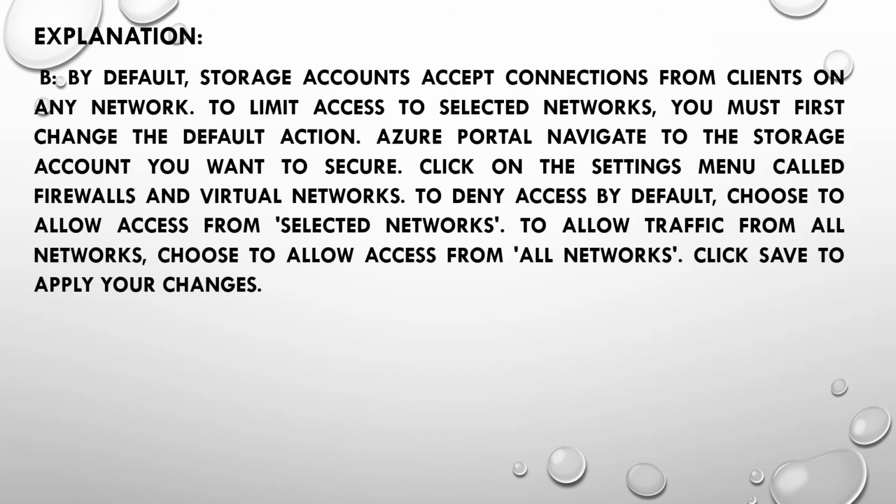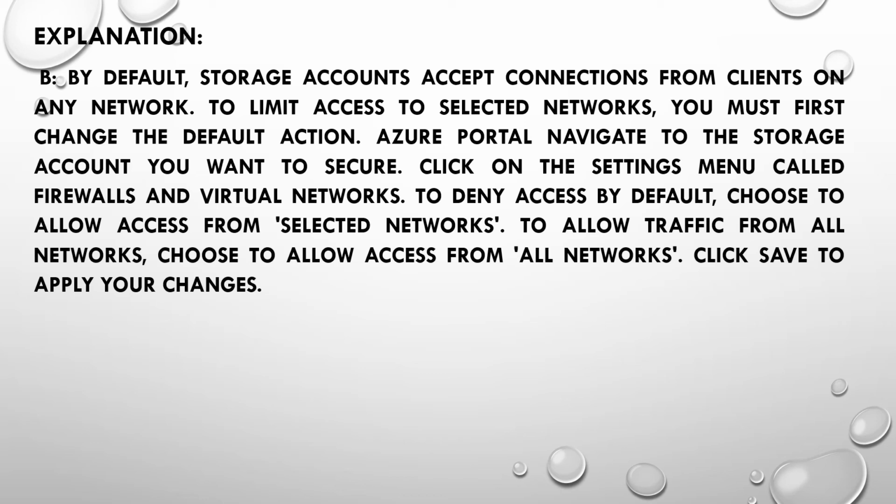Explanation. By default, storage accounts accept connections from clients on any network. To limit access to selected networks, you must first change the default action. In the Azure portal, navigate to the storage account you want to secure. Click on the Settings menu called Firewalls and Virtual Networks.